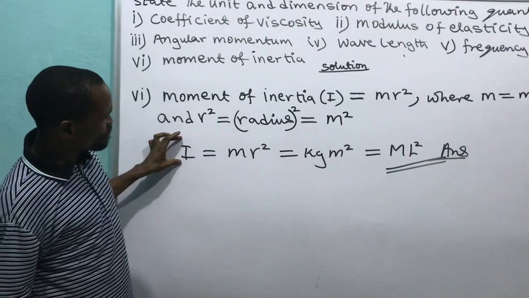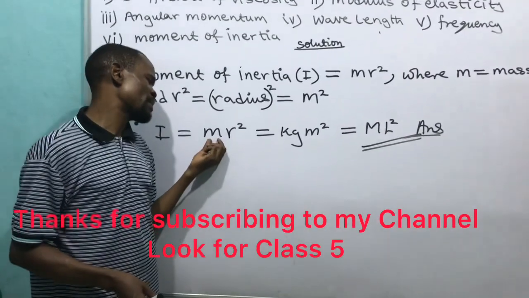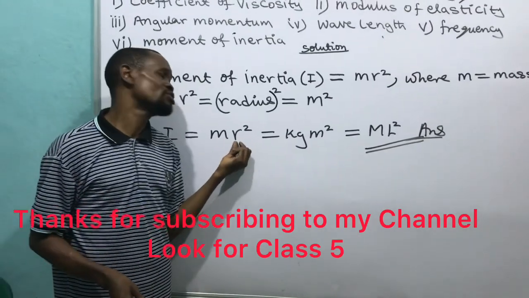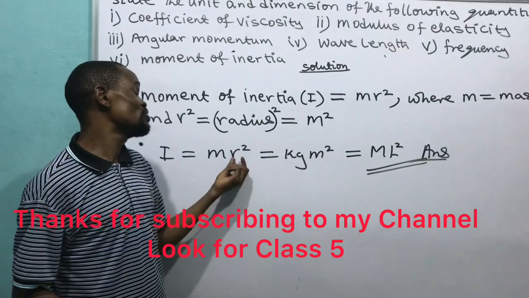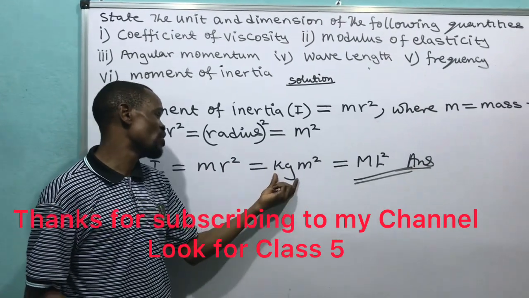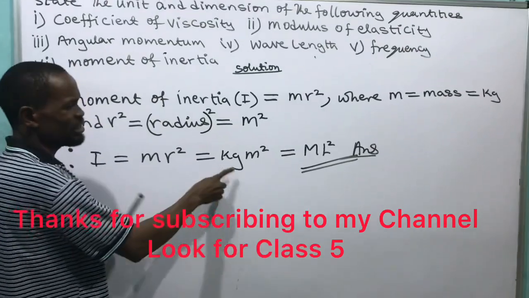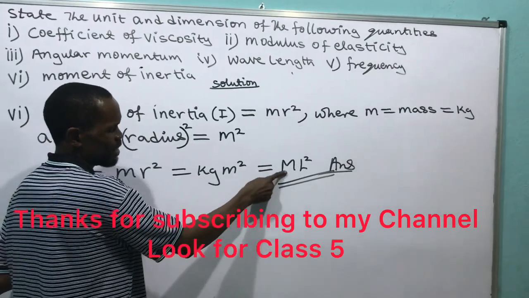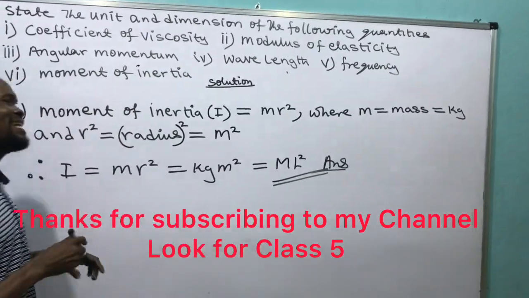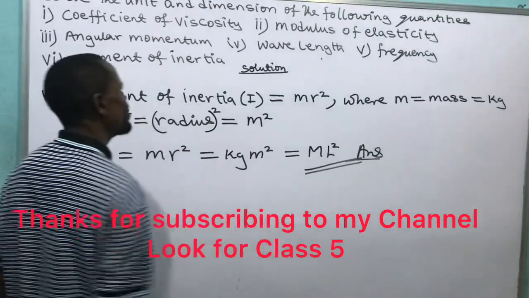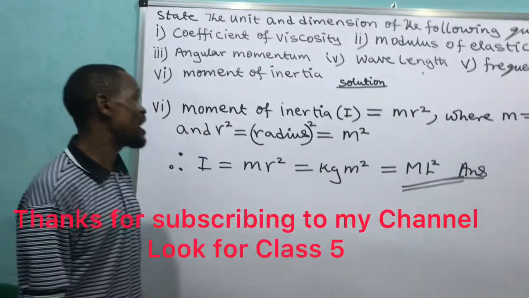Then we now say moment of inertia equals kilogram times meter squared, since mass times radius raised to power 2 is given as kilogram times meter squared. The dimension of kilogram is capital M, and the dimension of meter is capital L squared. And this is the dimension of moment of inertia.